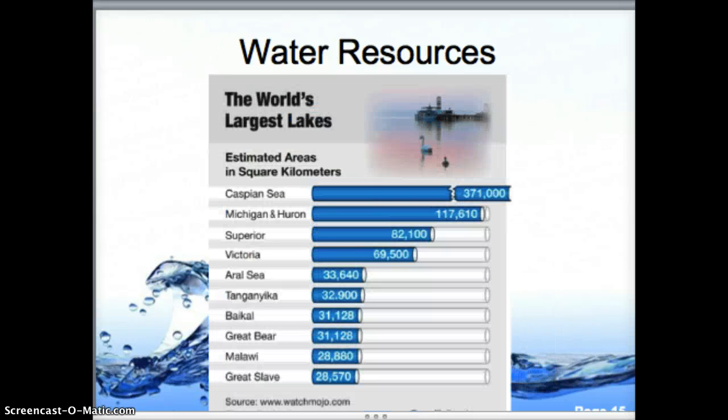Some other resources: we said lakes make up the largest amount of fresh water. One of those is the Caspian Sea. That's the largest. Lake Michigan and Lake Huron in the U.S. are second largest. And you can see Lake Superior comes in third, with Lake Victoria located in Africa, in the countries of Uganda, Kenya, and Tanzania. Another one we'll be talking about quite a bit is the Aral Sea. It has a very unique environmental history. That's located in Kazakhstan and Uzbekistan, and then some others as well.